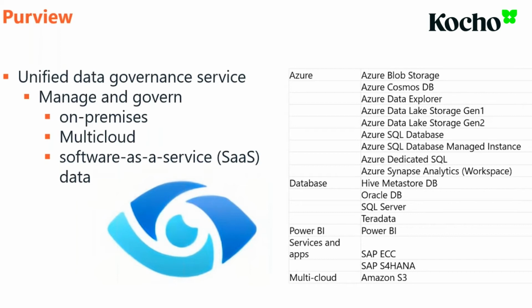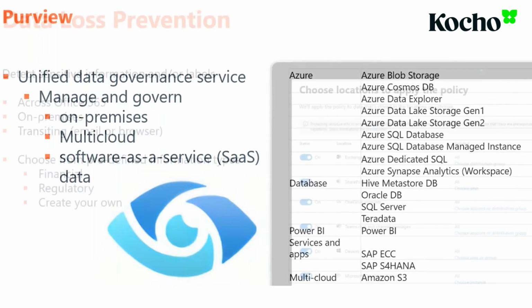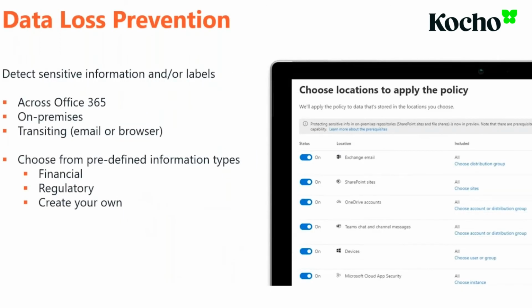Once we understand what the data is, then we can start to think about how we make sure it stays where we want it. And the data loss prevention controls allow us to examine what's inside Office 365, potentially what's outside Office 365, and actually control where it goes, whether that's transiting through email or whether it's through browsers. And we can control this based on specific policies.